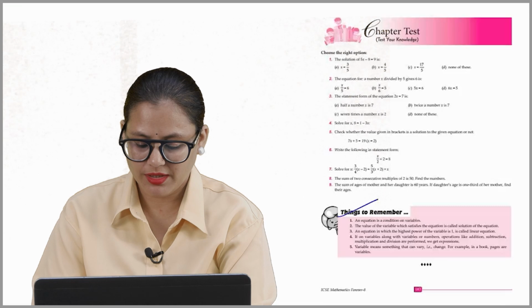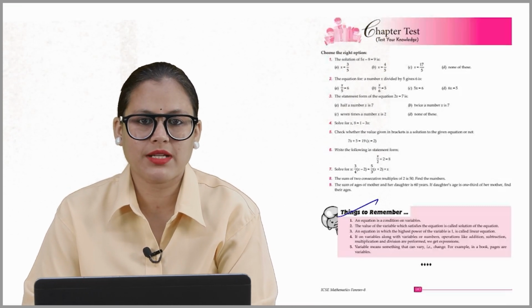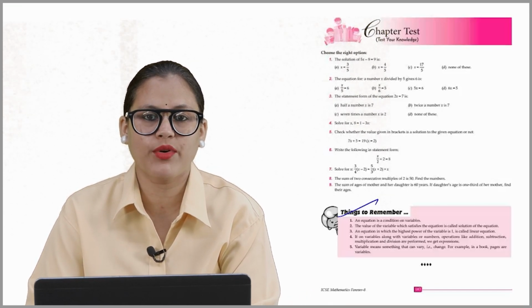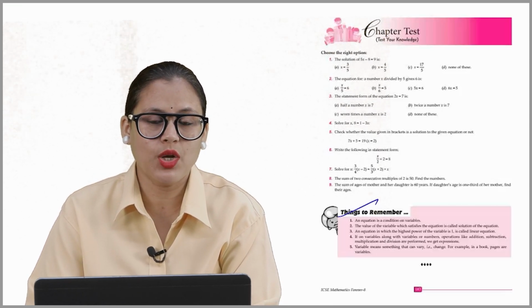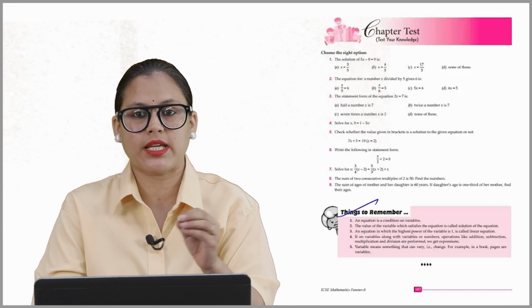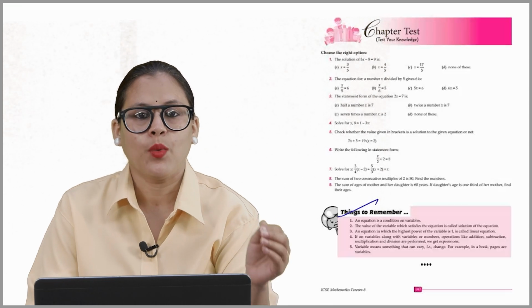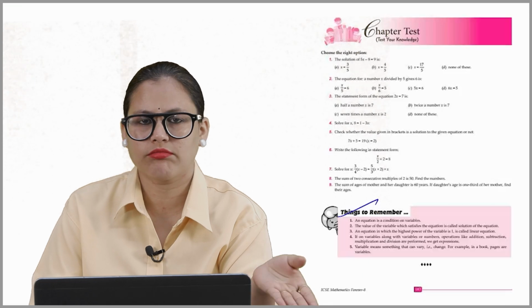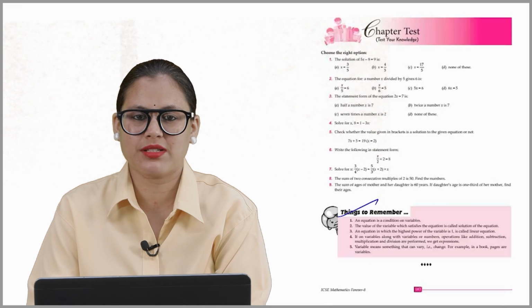Things to remember. Number 1, an equation is a condition on variables. 2, the value of the variable which satisfies the equation is called the solution of the equation. 3, an equation in which the highest power of the variable is 1 is called a linear equation. 4, if operations like addition, subtraction, multiplication, division are performed on variables along with variables or numbers, we get expressions. And number 5, variables mean something that can vary, that is change. For example, in a book, pages are variables, right students? And I hope you have understood this chapter. Now you will practice the remaining questions.